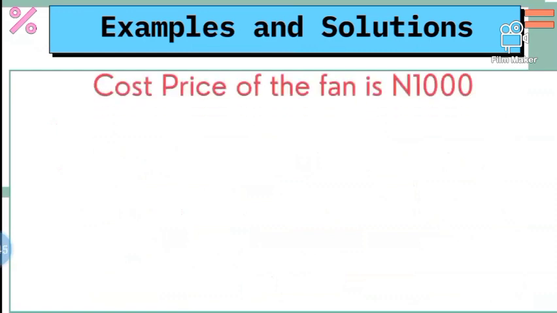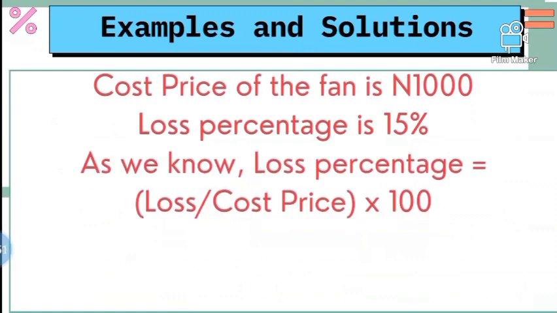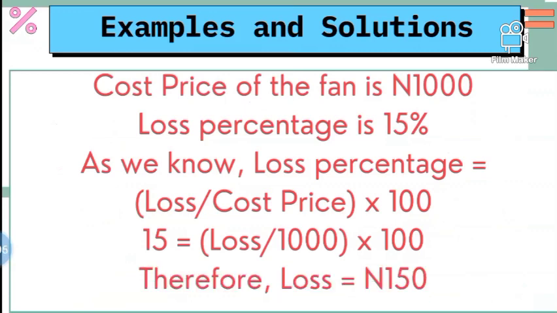Cost price we know is 1,000 and loss percent is 15. From the formula, loss percentage equals loss over cost price times 100. So 15 equals loss over 1,000, which is the cost price, times 100. If we solve this, the loss is 150 naira. So what is the selling price from here? The selling price will now be what? Oh, good. 1,000 minus 150, that is what? 850. Good.